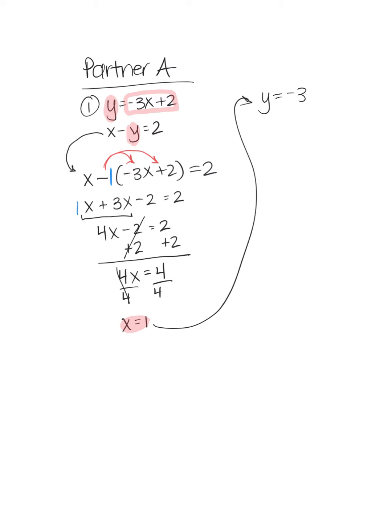y is equal to negative 3x plus 2. This is where I'm going to substitute for x. I've already solved for x, it's 1. Now I'm solving for y. So negative 3 times 1 plus 2. This gives me negative 3 plus 2, which gives me negative 1. Now, I think I'm right. I'm pretty confident. I followed my steps.